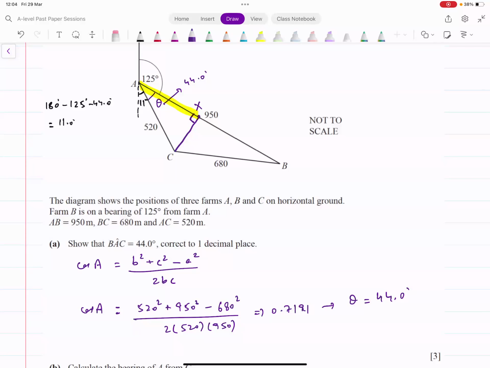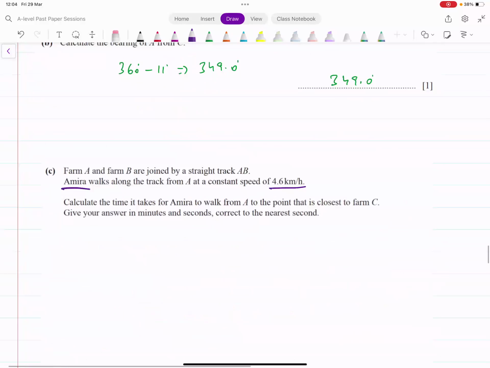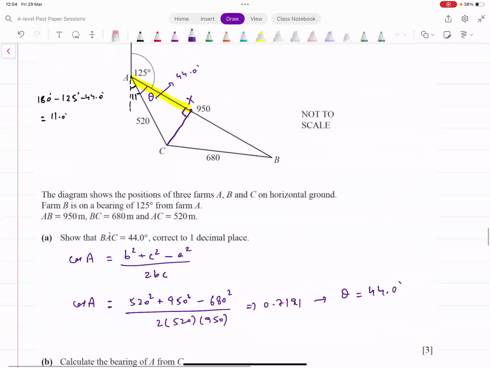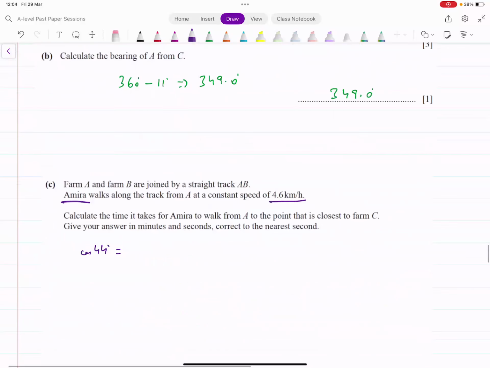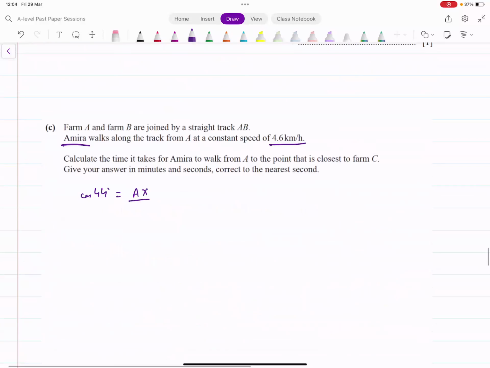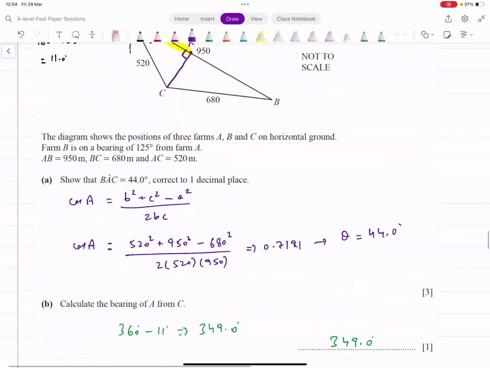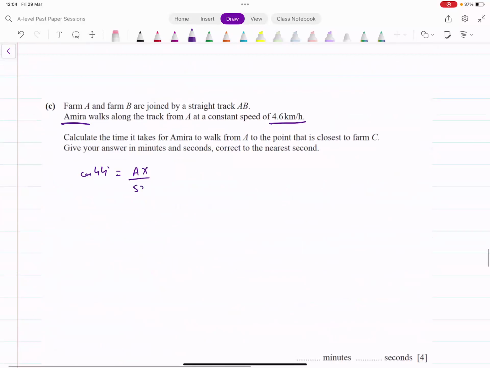We can say cos of 44 should equal base, which is AX, over the hypotenuse, which is 520. And that's going to give us AX. Let's see what that turns out to be. 520 into cos of 44. And that's giving me 374.06.